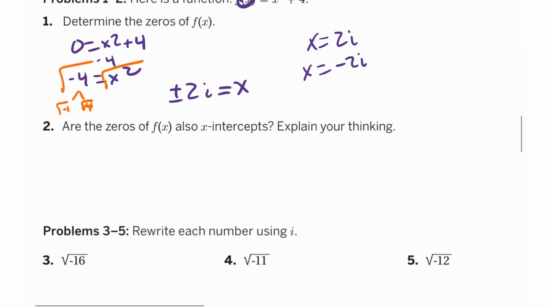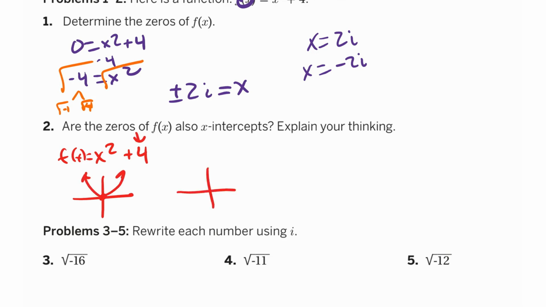For number 2, are the zeros of f of x also x-intercepts? And the answer to that would be no. There's a couple different ways to explain it, but basically if we were to look at the equation we started with, f of x equals x squared plus 4, and look at the graph of that, this plus 4 is shifting it up 4 units. And so we can see that we don't have any x-intercepts. Anytime we get imaginary numbers, that tells us that these are not actual intercepts. They are just our imaginary solutions.